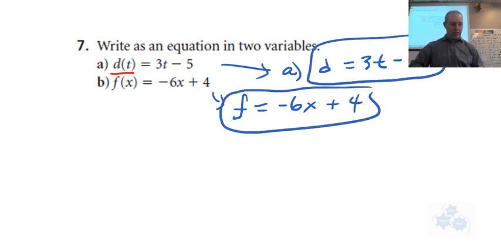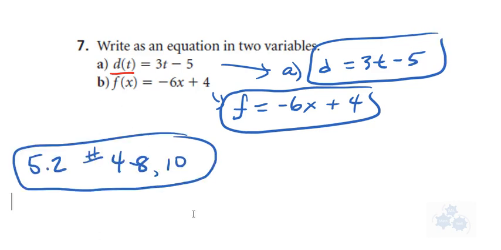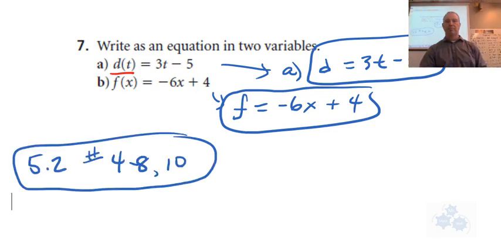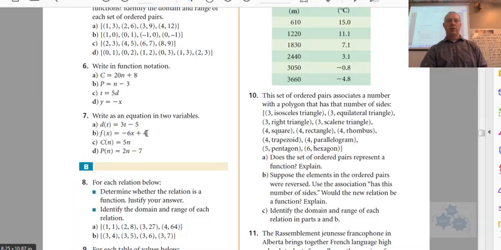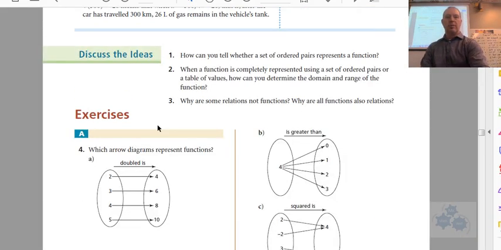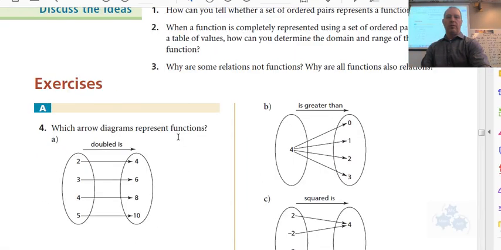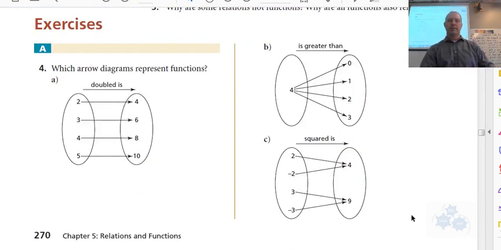So you'll have some work on domain and range and function notation, so I'll give you your assignment here. I'll show you your textbook here in the video, so if you want to do some work at home, if you forgot your textbook, here it is. Number 4.